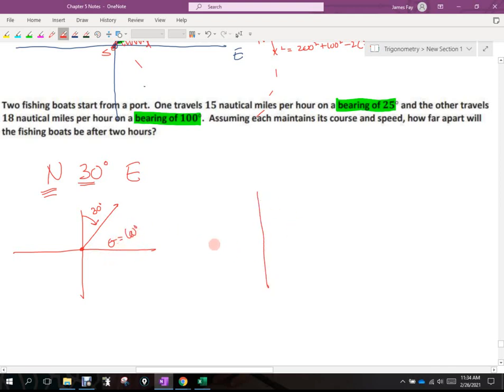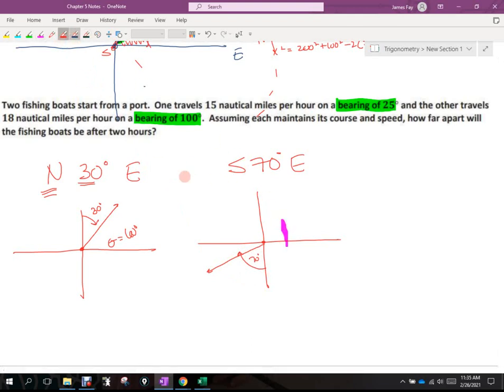If I do something like south 70 degrees east, again, the first letter can only be N or S, and the second one can only be E or W. So now I'm going to face south, I'm facing due south, and I'm going to rotate 70 degrees towards the east. So now I'd be looking at maybe that being 70 degrees. Does that make sense? So what would the theta be?